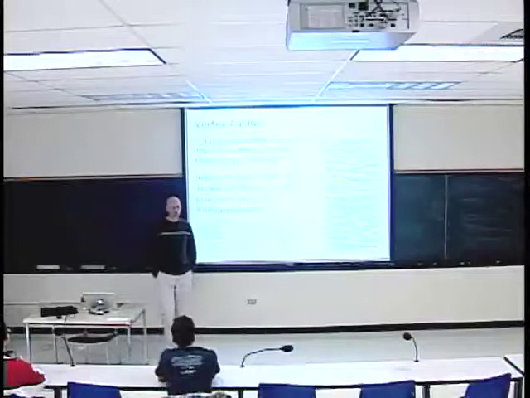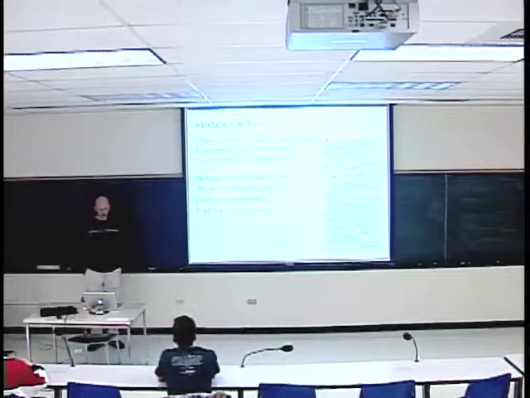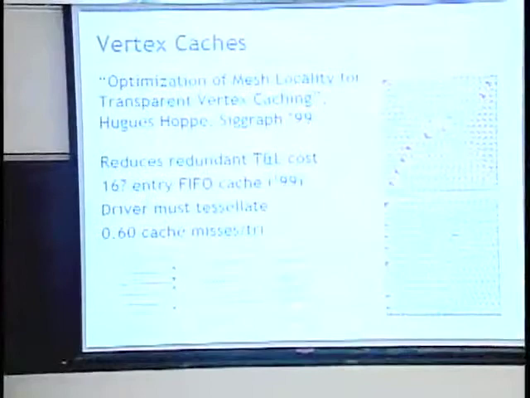Great. Okay. Cool. So we got through most of the geometry stage yesterday. There'll be three quick things that I talk about here, and the first one's going to be vertex caches. This is actually a really well-written paper. Hughes is a very well-known researcher at Microsoft Research.